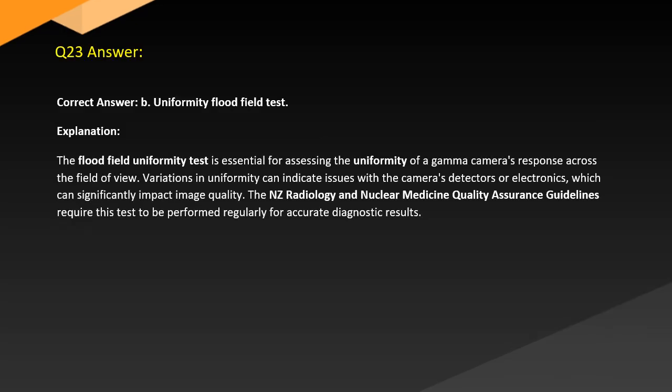Answer. Correct answer. B. Uniformity flood field test. Explanation: the flood field uniformity test is essential for assessing the uniformity of a gamma camera's response across the field of view. Variations in uniformity can indicate issues with the camera's detectors or electronics, which could significantly impact image quality. The NZ Radiology and Nuclear Medicine Quality Assurance Guidelines require this test to be performed regularly for diagnostic results.